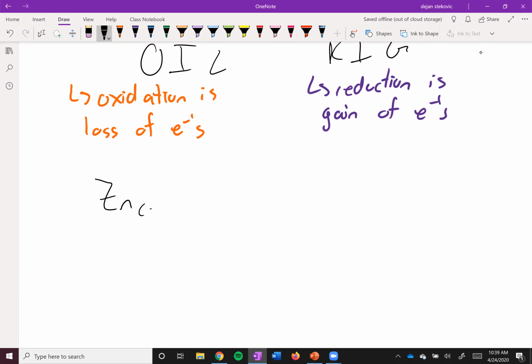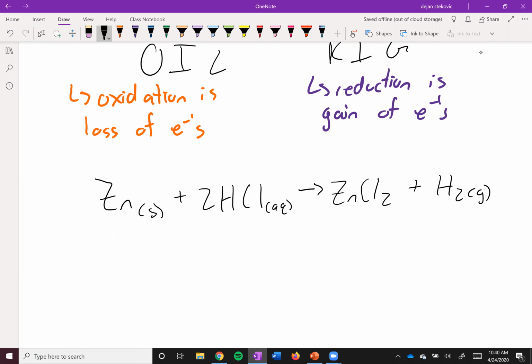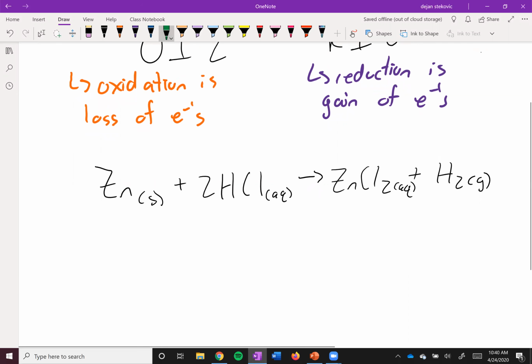So we have solid zinc reacting with 2 hydrochloric acids to form zinc 2 chloride and H2 gas. So the first step to figure out what's getting reduced and what's getting oxidized is to calculate the oxidation states of each. Here we have zinc. It's by itself, so it's in its elemental form, so it has an oxidation state of 0. Here we have H. It's with a nonmetal, so it is +1. Here we have chloride. It's a halogen, so it's almost always -1, right?